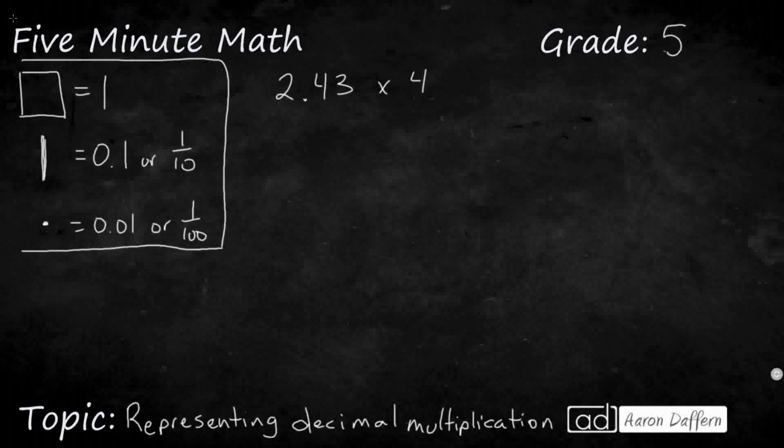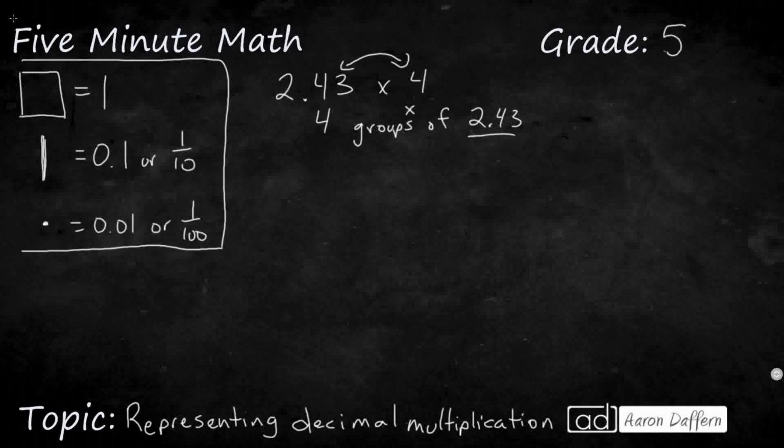So as long as we can agree on what each of those are valued, we can use it to represent different things. So 2 and 43 hundredths times 4. You know what? I'm going to use the commutative property. I want to go ahead and just switch those. 4 groups, because that's really one way to think about multiplication. 4 groups of, or 4 times, 2 and 43 hundredths. All right, so let's build this 2 and 43 hundredths.